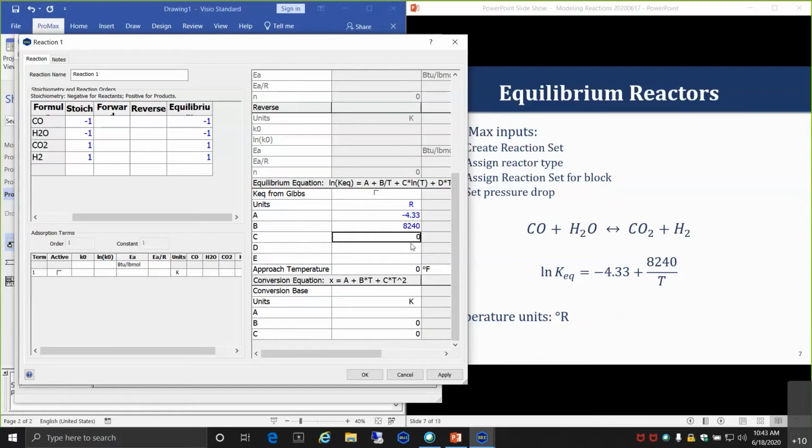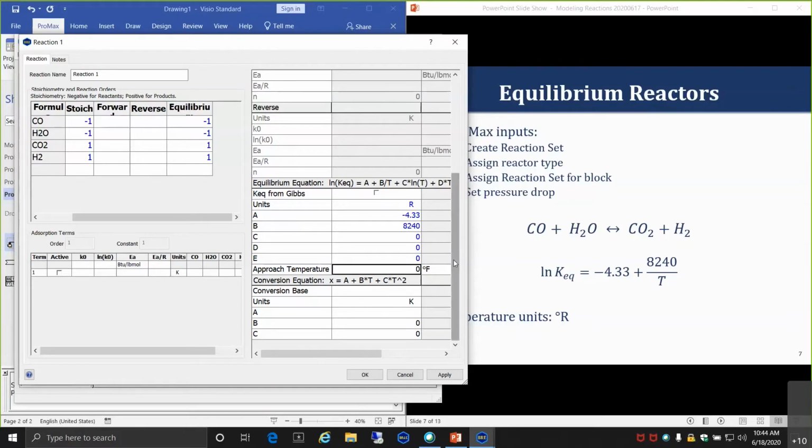C, D, and E are zeros since they are not present in our system. This approach temperature is how you can allow a different temperature, of the reaction or the equilibrium constant, to be used in calculating the equilibrium constant rather than the stream or system temperature. An approach temperature of 0 means that you are using the system temperature.